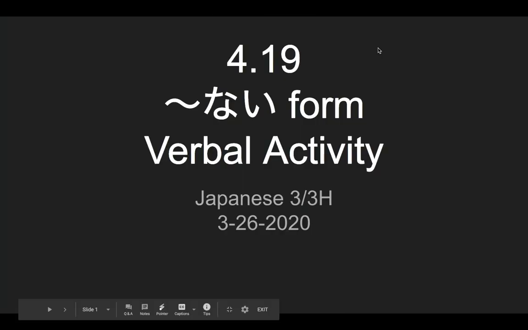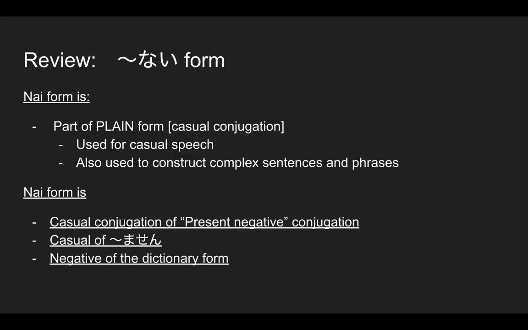はい、では、4.19 nai form. Now, this is just a quick review of the nai forms. What is a nai form? It is part of the plain form or the casual form. It is obviously used for casual speech, and it can be used to construct complex sentences and phrases. Now, nai form is the casual conjugation of the present negative conjugation, which means it is the casual form of masen, which also means that it is the negative of the dictionary form.